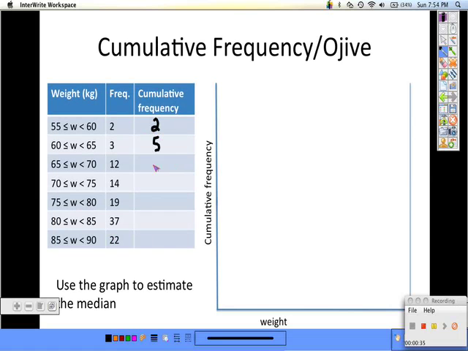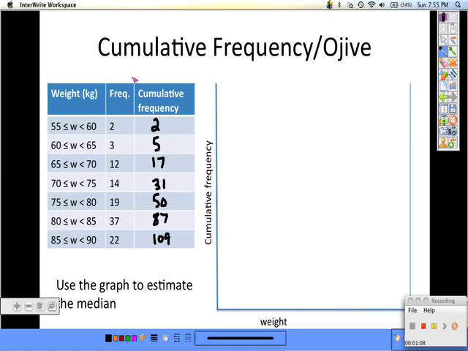The next class would be 17. There are 17 items less than 70. The next class would be 31. There are 31 items less than 75. And then 50. 50 items less than 80. 87 items less than 85. And finally, 109 items less than 90, which should account for all of our data that we have.